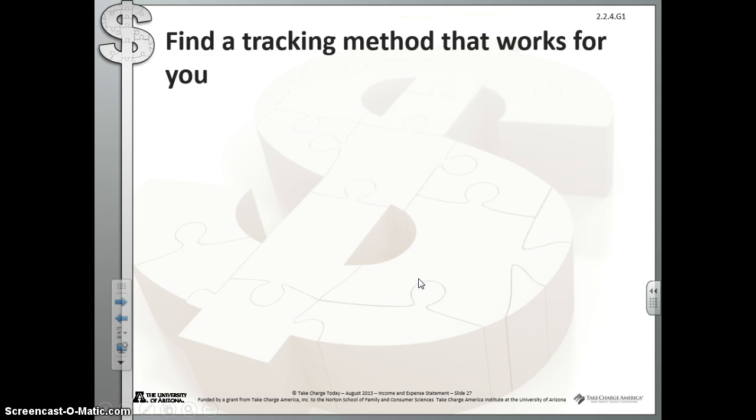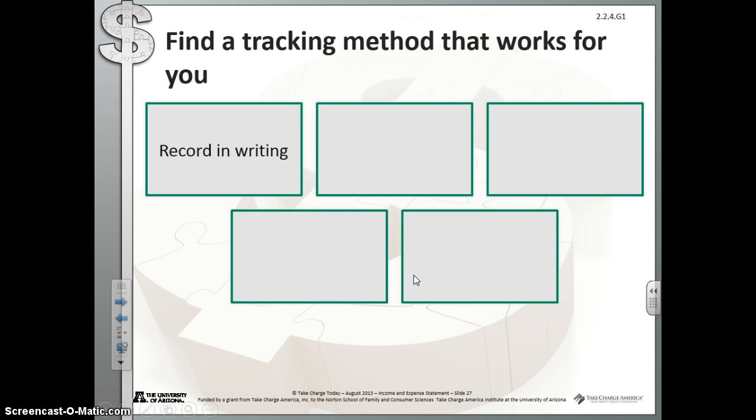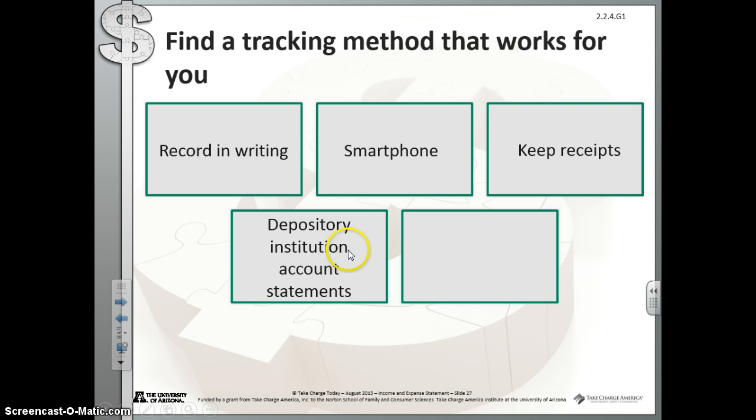Find a tracking method that works for you. You're going to record it in writing. In other words, how are you going to keep up with what you are spending? Could be an app on a phone. You can record it in writing, smartphone, keeping receipts, depository institution account statements. Remember, this is our bank statements that we've talked about. Money management computer software programs. This would be a program like Quicken or some type of smart books, something like that.